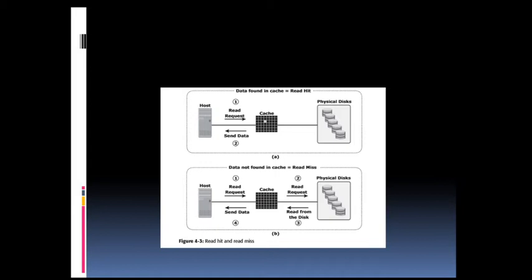Coming to cache miss or read miss, a read request is sent from the host. First it is checked in the cache, and if it is not available, the read request is forwarded to the physical disk. Then the disk operation is performed there, and the data to be read is sent from the disk through cache. One copy of that data is saved into the cache, and then that data is sent back to the host.